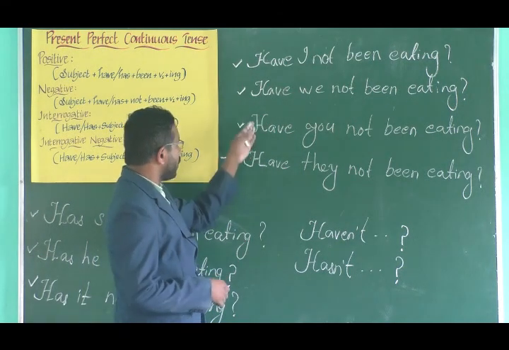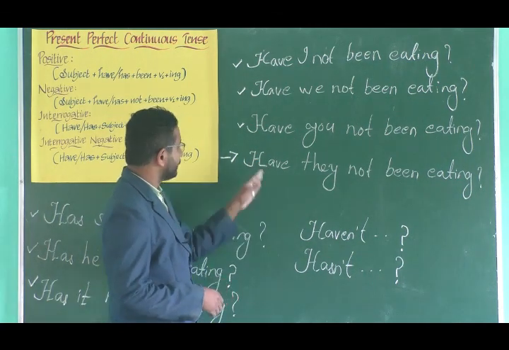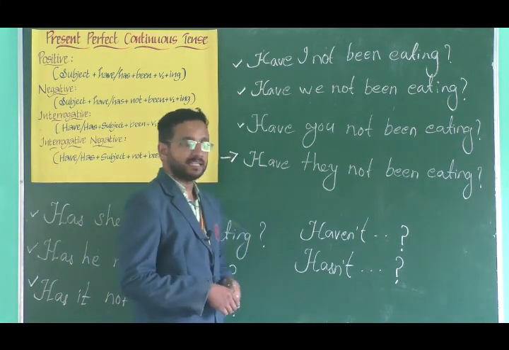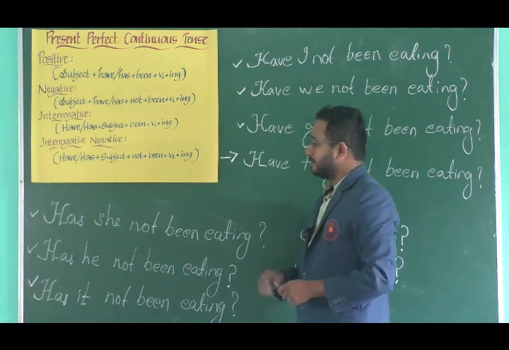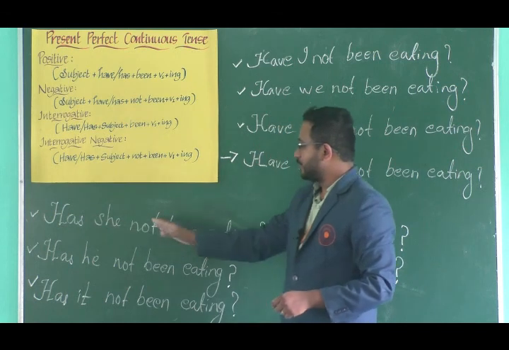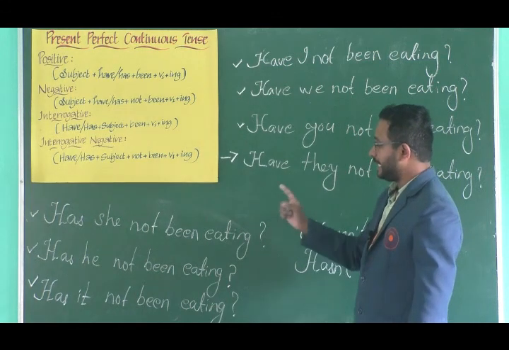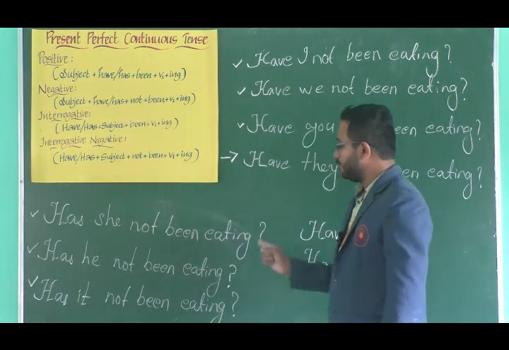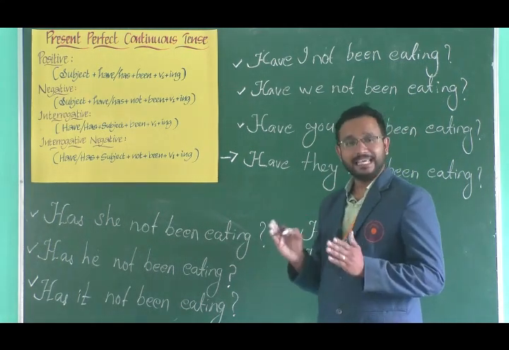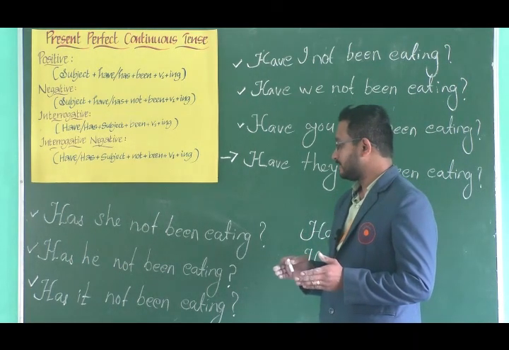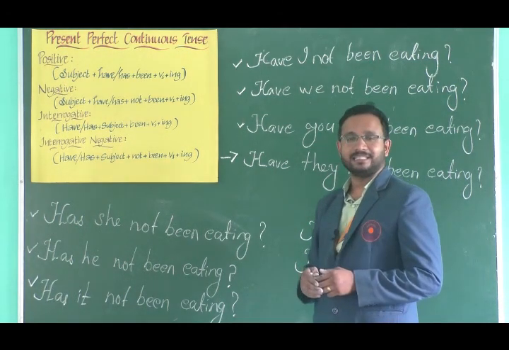Haven't we been eating? Or have you not been eating? Haven't you been eating? Have they not been eating? Or haven't they been eating? It's the same here. Has she not been eating? Or hasn't she been eating? Has he not been eating? Or hasn't he been eating? Has it not been eating? Or hasn't it been eating?